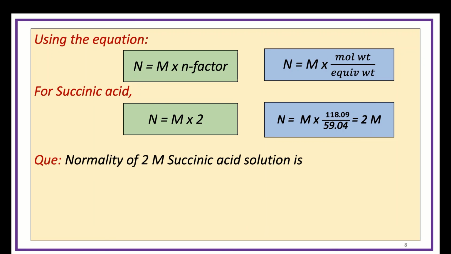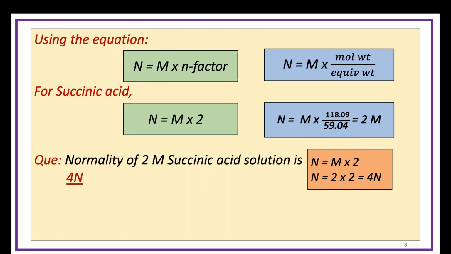For example, if we are asked to calculate the normality of a 2 molar succinic acid solution, normality is equal to molarity multiplied by the factor. So it is 2 into 2. A 4 normal solution will be prepared when a 2 molar solution of succinic acid is given.